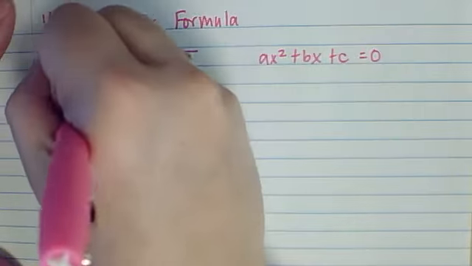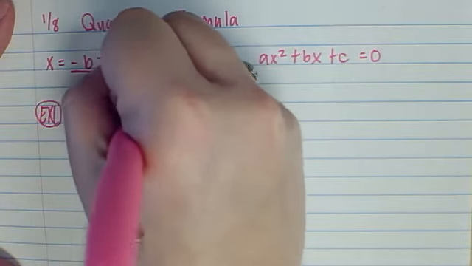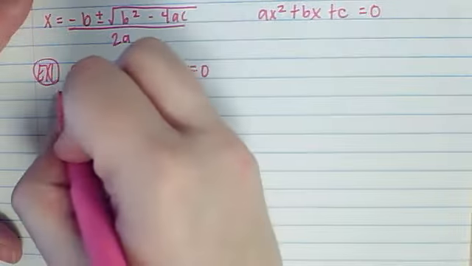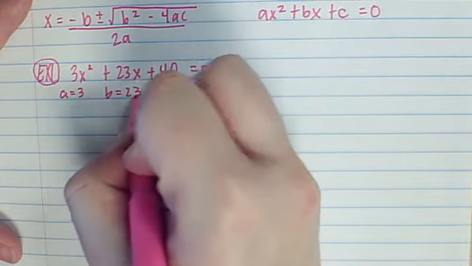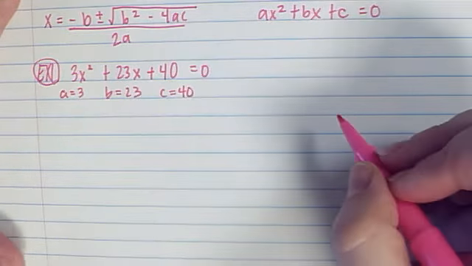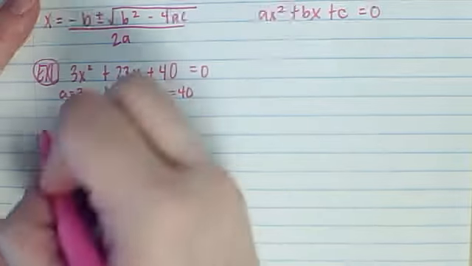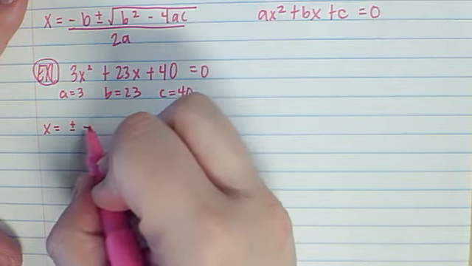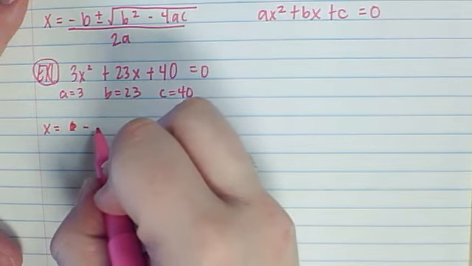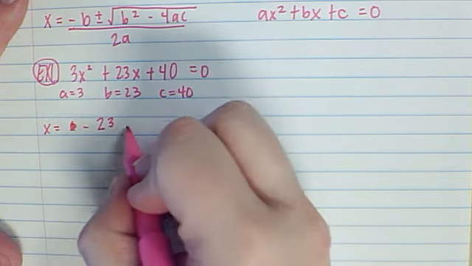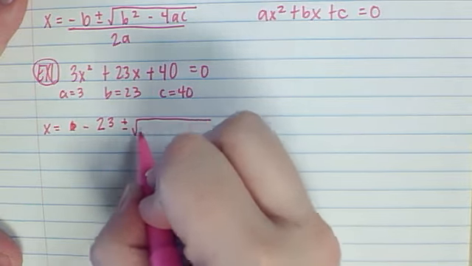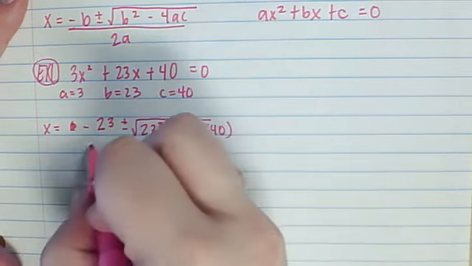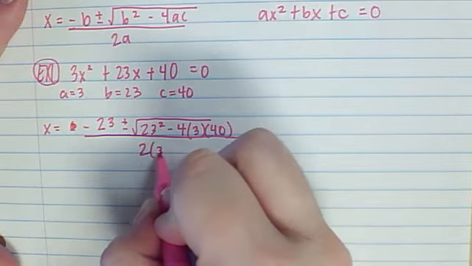So example 1, if I have 3x squared plus 23x plus 40 equals 0, then if I label my a, b, and c, my a is 3, b is 23, c is 40. And I'm going to take that and plug it into the quadratic formula. Let's start over. x equals negative b, so negative 23, plus or minus the square root of 23 squared minus 4 times 3 times 40 all over 2 times 3.